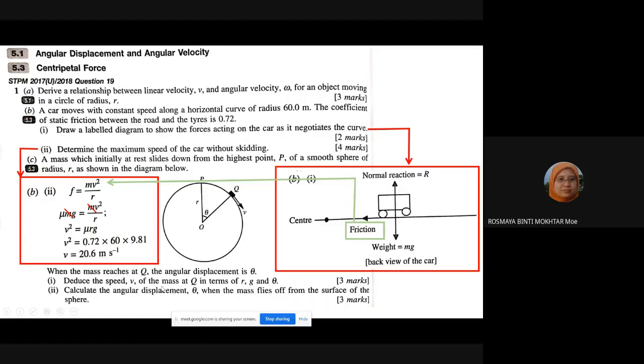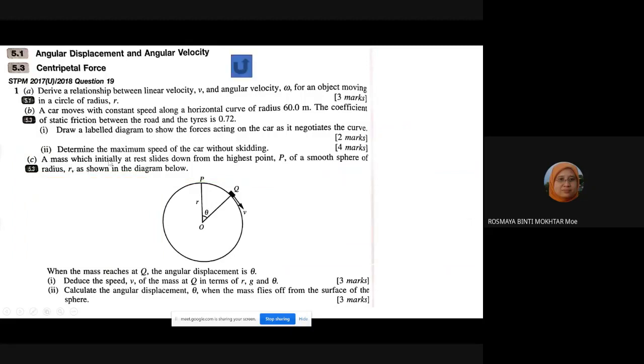So we go to the next question, C. A mass which is initially at rest slides down from the highest point P of a smooth sphere. So smooth, what does this mean? No frictional force involved. Radius R, the circular motion is radius R, shown in the diagram. So when the mass reaches Q, the angular displacement is theta. So this is all given, angular displacement theta.